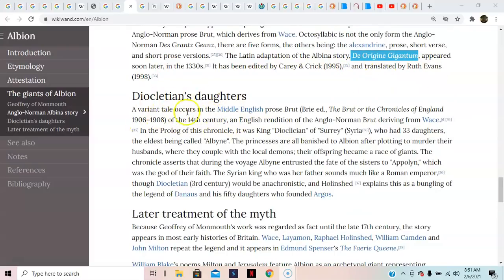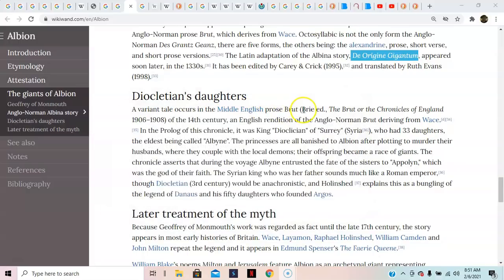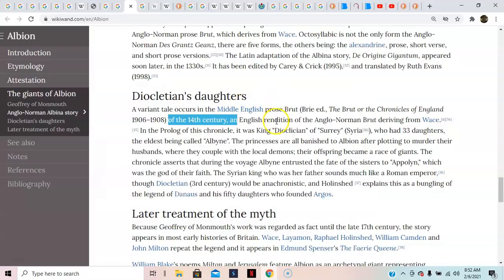Diocletian's Daughters. A variant of the tales occurs in Middle English prose called Brut, all right, or Brie, all right? The Brut or the Chronicles of England. It was written in 1906 to 1908, and it's of the 14th century. So you understand they're writing it 500 years later, and all they have is the other previous writings.